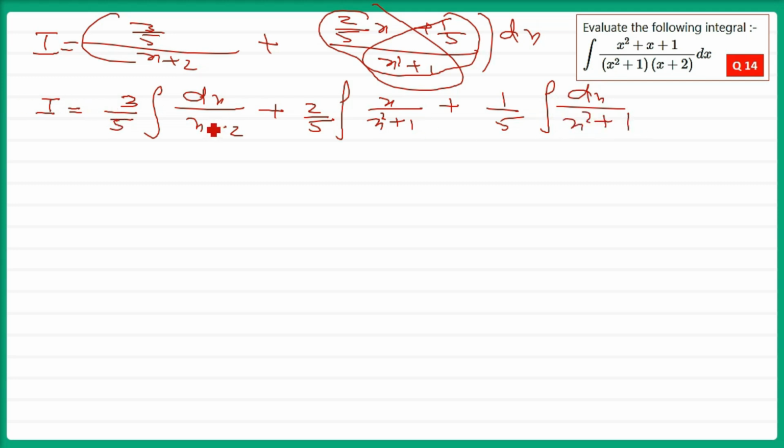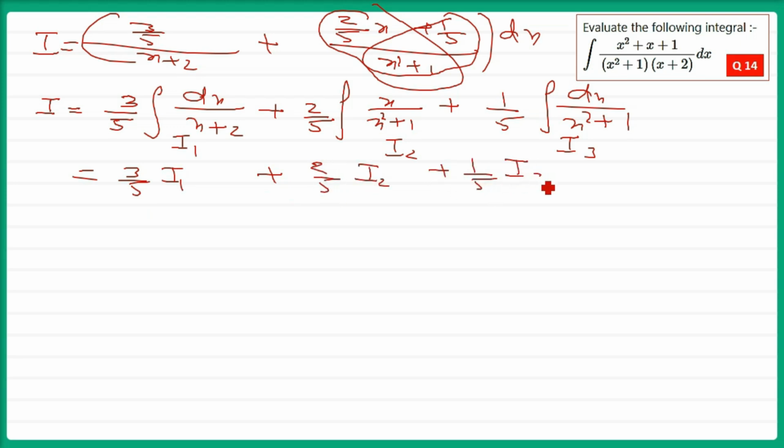Now for x plus 2, it's quite obvious that it will be log base e modulus of x plus 2. Call it as I1, I2 and I3. So 3 by 5 I1 plus 2 by 5 I2 plus 1 by 5 I3. This is the whole scenario which is unfolding. So 3 by 5 into ln modulus of x plus 2, which is very straightforward. This is 2 by 5 and this will be 1 by 5.